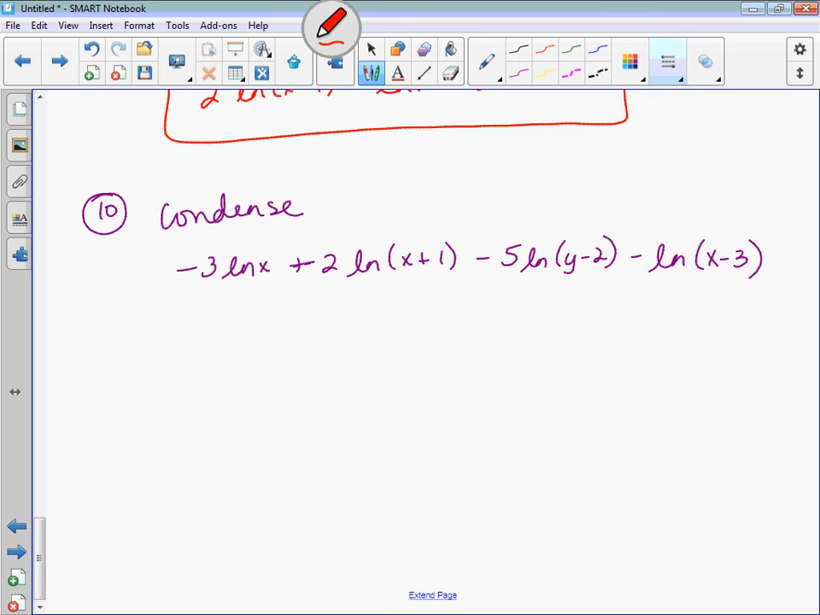So when I say condense, you are turning it into a single logarithm. In this case, a single natural log.